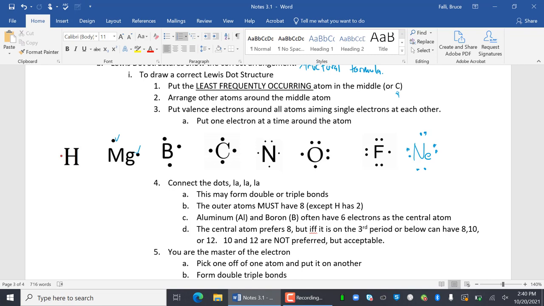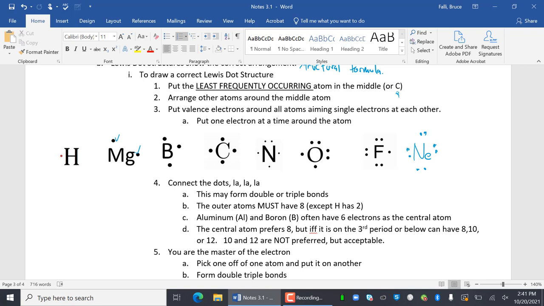The outer atoms must have eight, except hydrogen has two. Aluminum and boron often have six. Oh, man, so many exceptions. So we've got hydrogen that can have two. Boron and aluminum can have six.